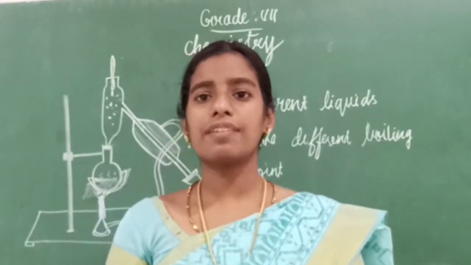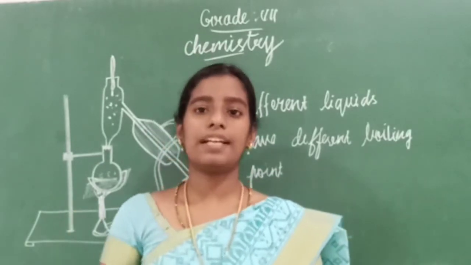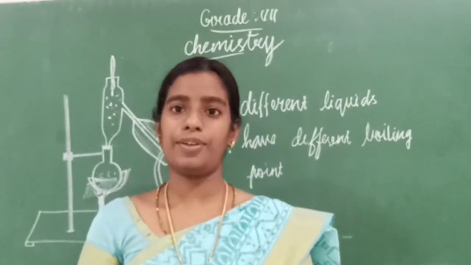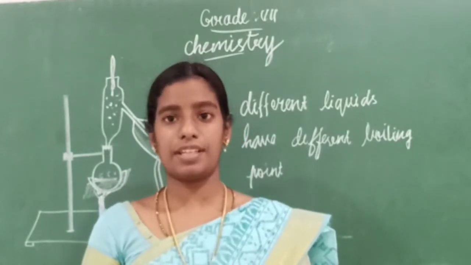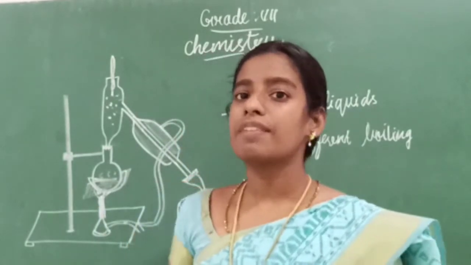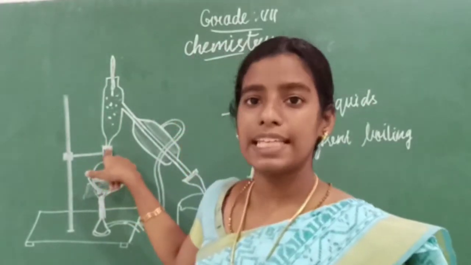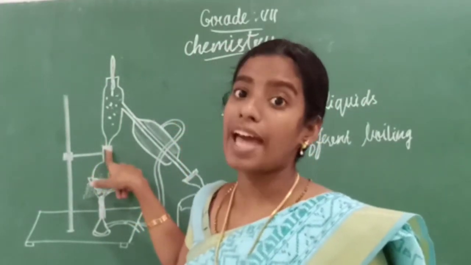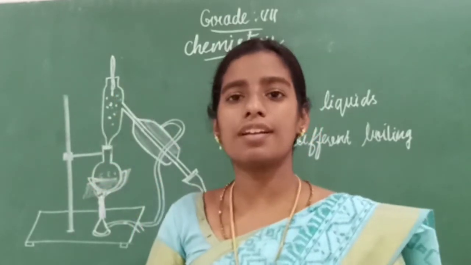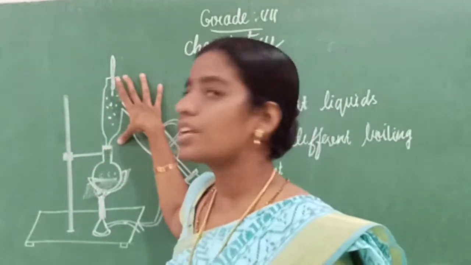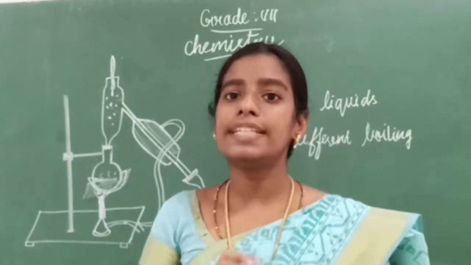Then in the last class we learned about distillation, right? The same distillation is done here, with the word fractional added to it. The difference between distillation and fractional distillation is that in distillation we did not use this tube. We directly attached the thermometer here. Can you remember? In fractional distillation there is a part called the fractional column. This fractional column is added in fractional distillation compared to distillation.